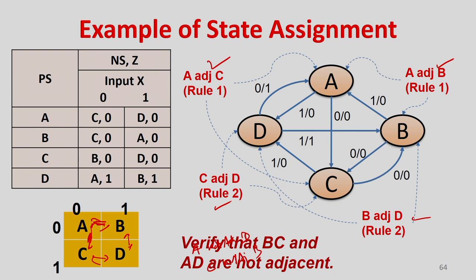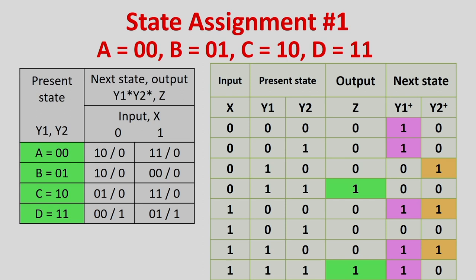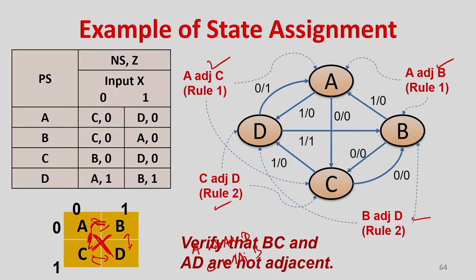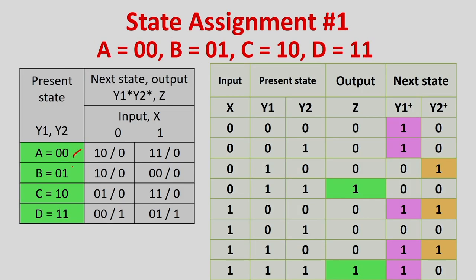And verify that B and C and A and D are not adjacent. If you look at B, C and A, D, they are not adjacent. Now if you do state assignments, suppose this is another example with a very simplistic one: there are 4 states A, B, C, D. If you look at the earlier example, what code did you get? A is 00, B is 01, C is 10 and D is 11.